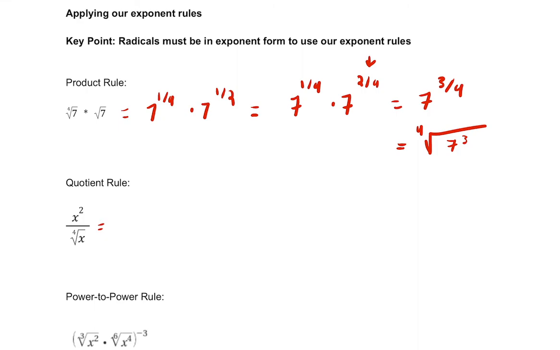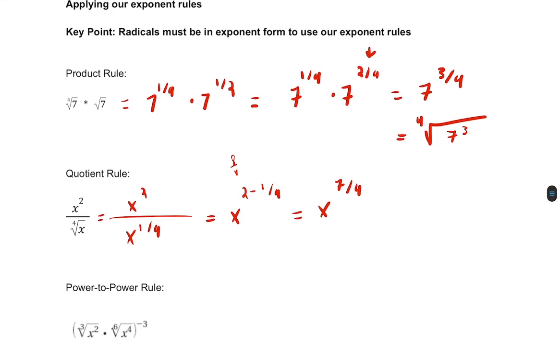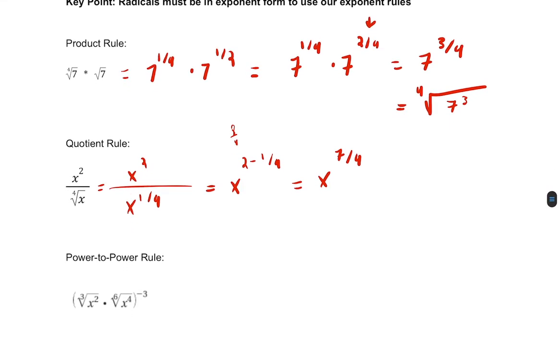Just a couple more examples here. This would be x squared over x to the 1/4 power. This would be x to the 2 minus 1/4. When we apply our exponent rules, this would be x to the, 2 would be 8/4 minus 1/4. This would be x to the 7/4 there. Final example, and that's going to be it for today.